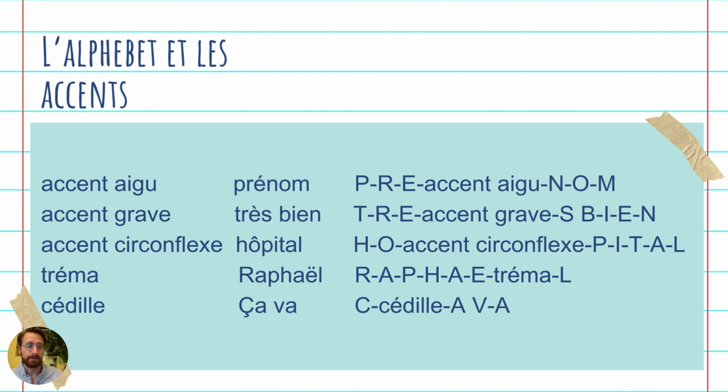So here, the first one, we have accent aigu. Accent aigu. So here we have an example. We have prénom. If we were going to spell this, we would say P R E accent aigu, N-O-M.